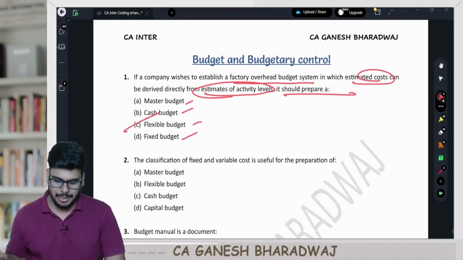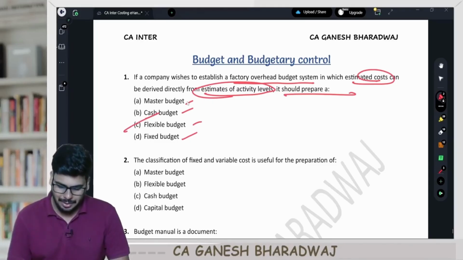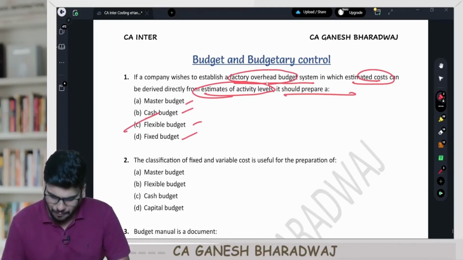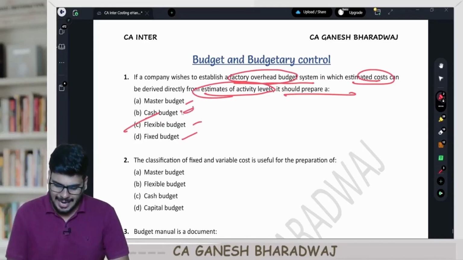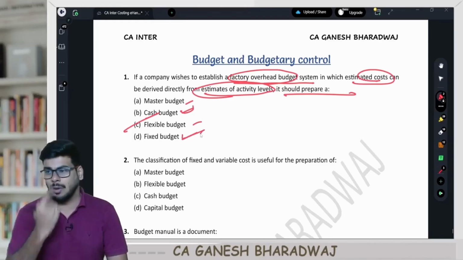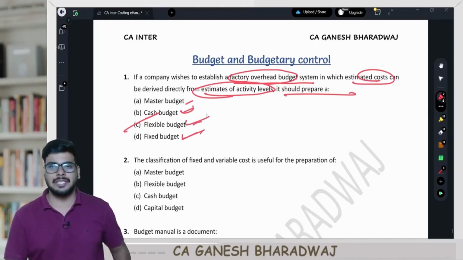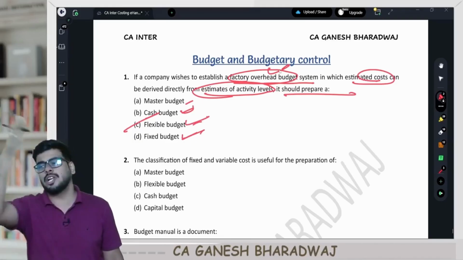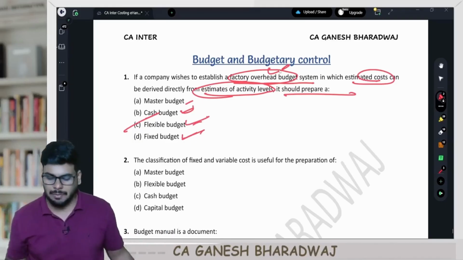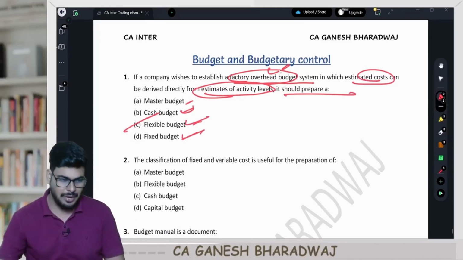Obviously a flexible budget, right? Master budget, no, I am planning to only give factory overhead. Master budget will have sales, all the components of cost, everything. Cash budget, nowhere related to this. Fixed budget, I can give, but it will be only for one volume level. Only if I give a flexible budget, I will know, okay, if this is the volume, this will be my factory overhead. If my volume is increased or decreased, accordingly, what will be my different factory overhead? Are you clear with this?